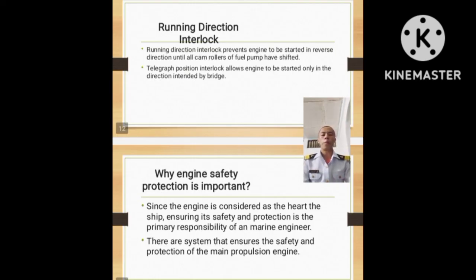So next is the shutdown. When there are higher fluctuations in the engine parameter, which can harm other systems of the engine, the shutdown protective devices cut off the fuel supply and the engine stops, so that the engine is protected from the possibility of explosion. So next is the starting interlock.